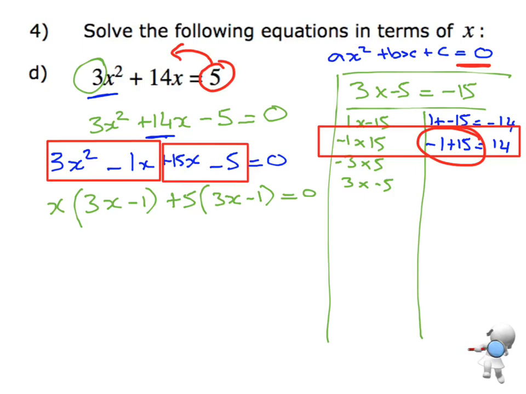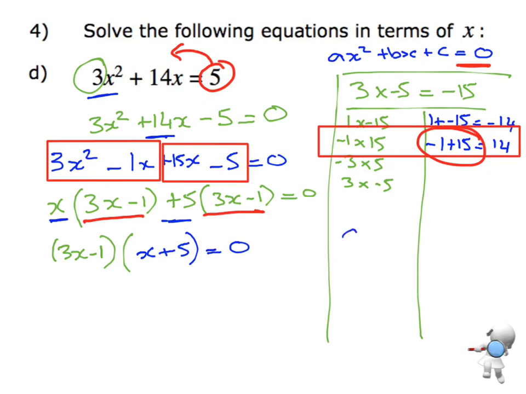Now what hopefully we notice is that bracket and that bracket are both the same. So that means I can factorise that 3x minus 1 out. And when I factorise that out, I'm left with x plus 5. Okay, now I can finish solving this.